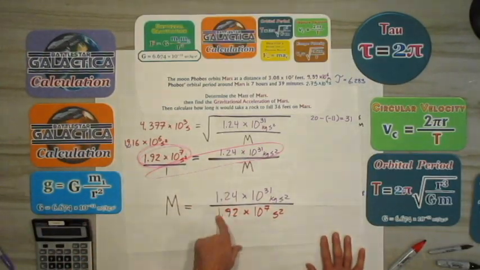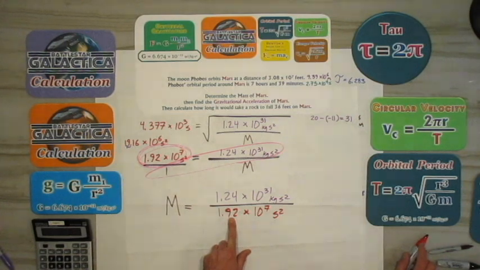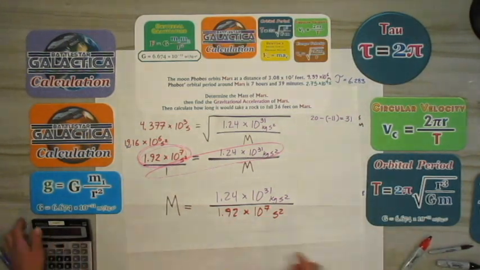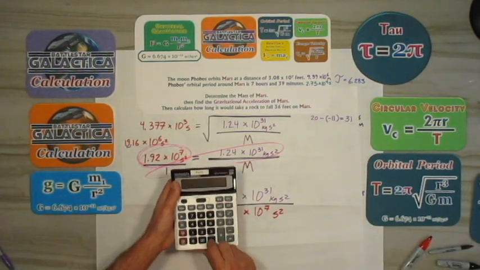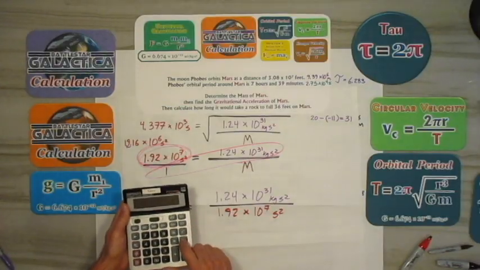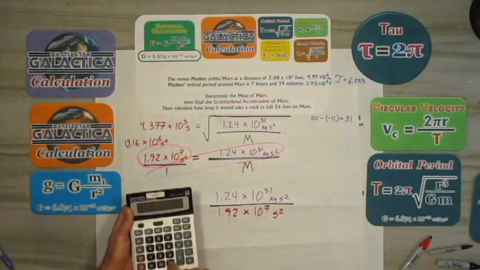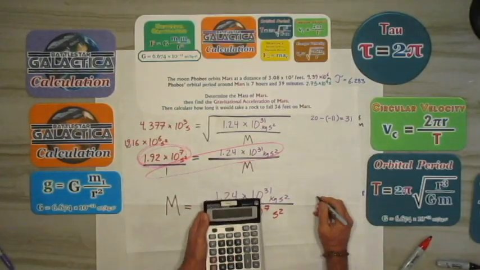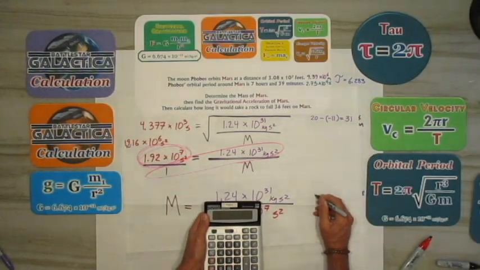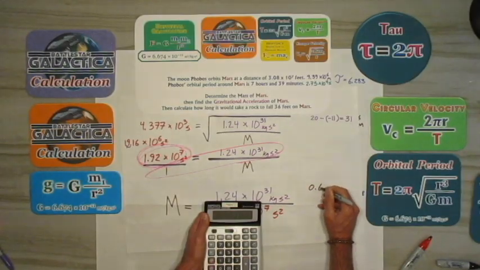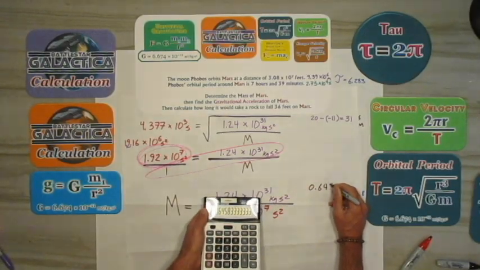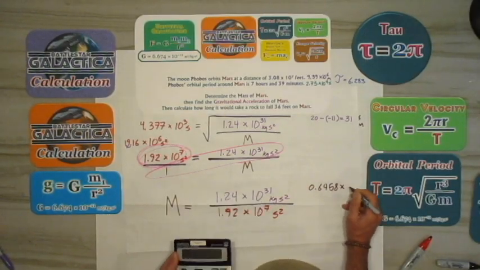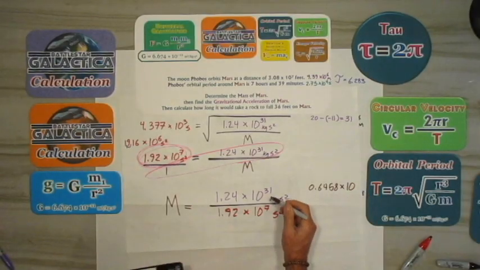Now when we divide these, obviously the number is going to be less than 1 because the denominator is larger. So when we divide these, let's do it. 1.24 divided by 1.92. And again, I'm just going to write that off on the side because I'm going to be correcting the scientific notation. So I'll put 0.6458. I'll just put all those numbers. And then we got to deal with the exponents.